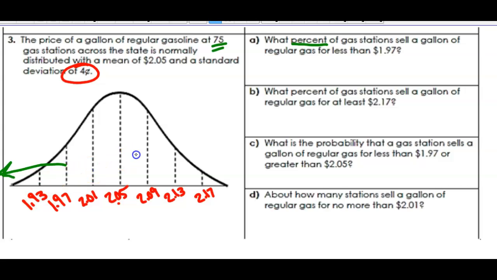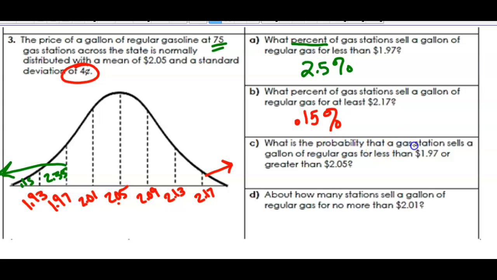So I would say 2.35 plus 0.15 in here is 2.5%. What percent of gas stations sell a gallon of gas for at least 2.17? So 2.17 and up. Well, that's a very small, at least 2.17. Right? That means 2.17 and up. So it's only 0.15%.